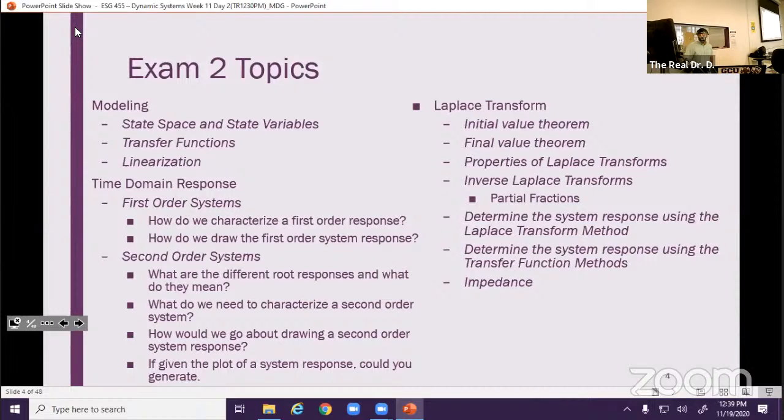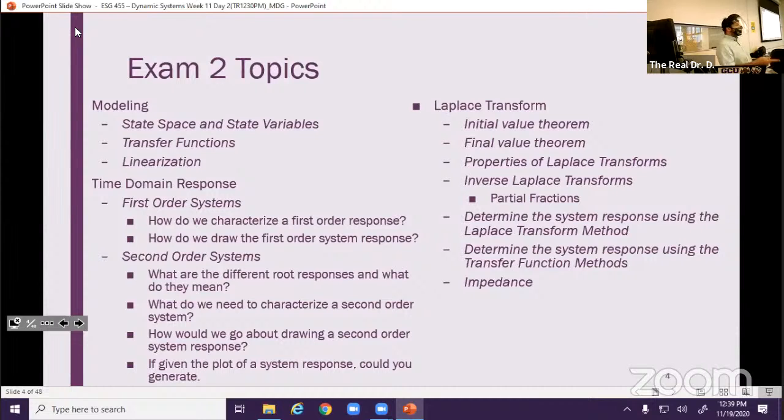Inverse Laplace transforms means that you're going to have to know how to do partial fractions. That's important. Determine the system response using the Laplace transform method. The Laplace transform method is when we can't use zero initial conditions. So if you're given initial conditions and you're told to use the Laplace transform method, then you should use them when you take your derivative, because taking the derivative involves the use of the initial conditions.